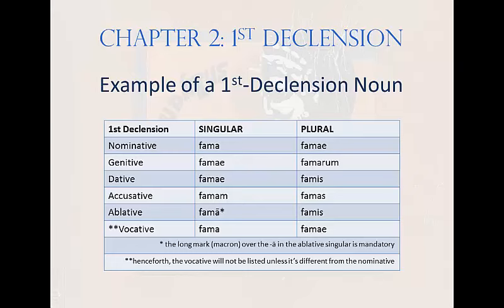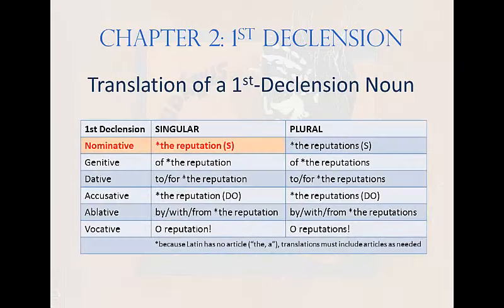Here's how to do it. Fama is translated as reputation with an S in parentheses after it to indicate that it most likely would function as the subject of the sentence. And here's another important difference between English and Latin. English has two articles, the and a. Latin has no article at all.